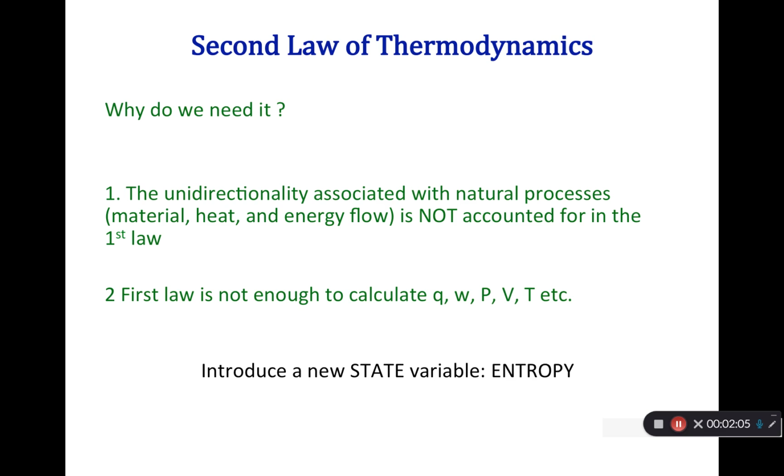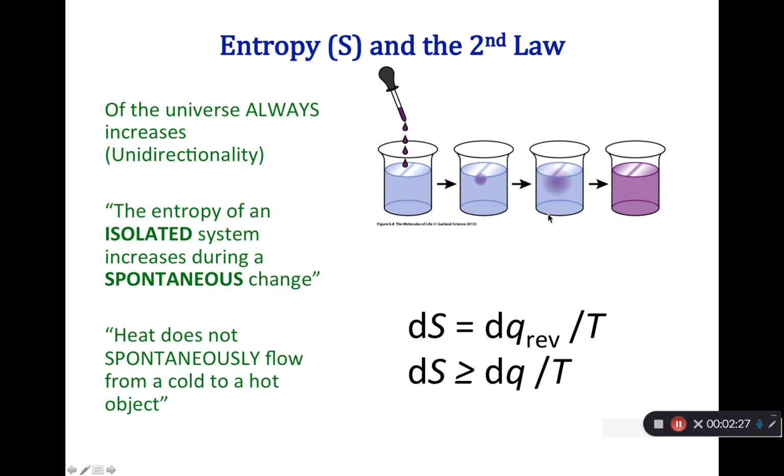Secondly, for the systems we are looking at, the first law is not enough to calculate flow of energy such as heat, work, internal energy, or state variables such as pressure, volume, and temperature. So in order to do this, we need to introduce a new state variable which accounts for the unidirectionality associated with natural processes. This we are going to call entropy.